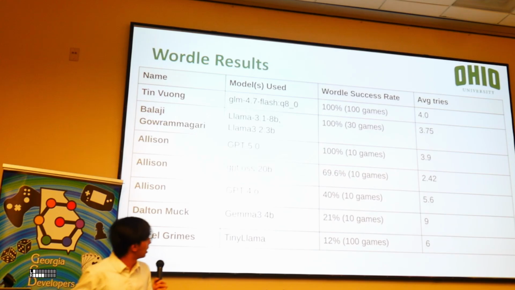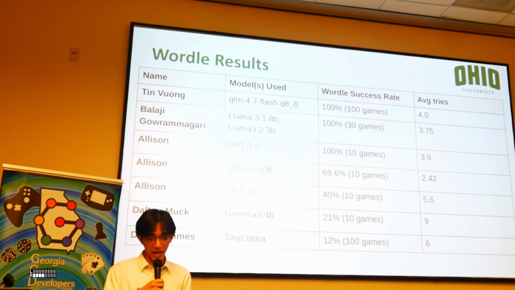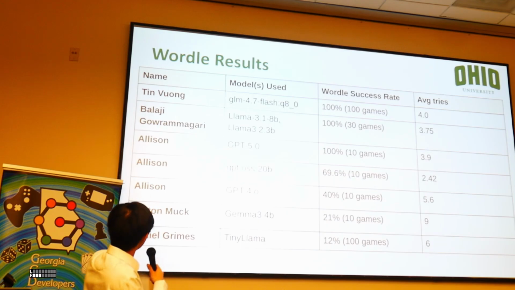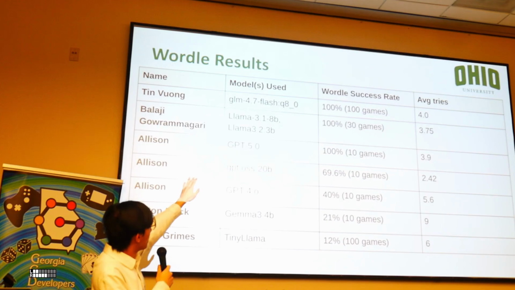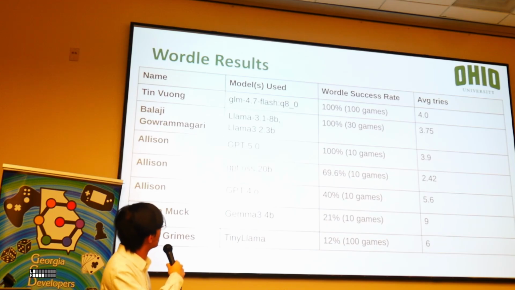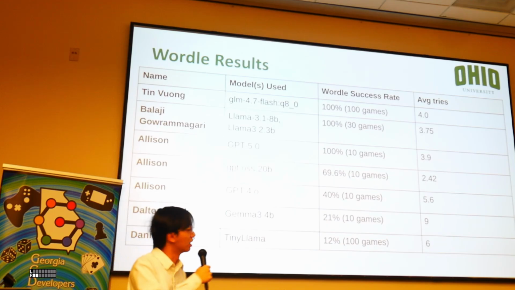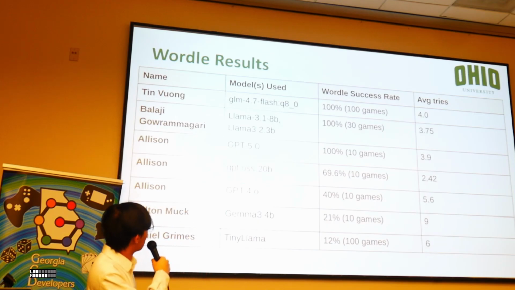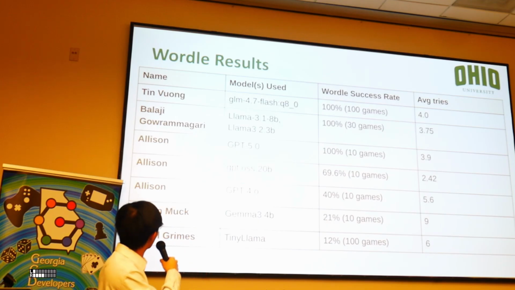For the Wordle results here, we tested both commercial and local models from Ollama. We have a few participants, myself included. I tested a model yesterday, 100 games of Wordle, with a local model, GPT-OSS 30 billion parameters, and it solved it 100% of the time with an average of 4 tries. Other Ollama models also had the same performance.